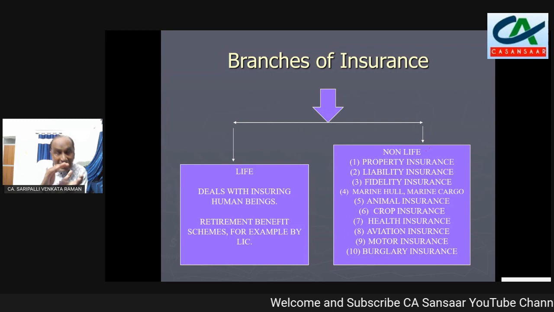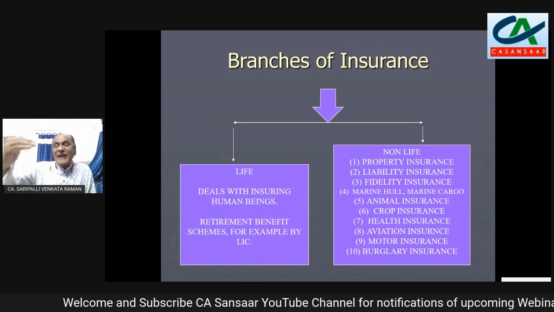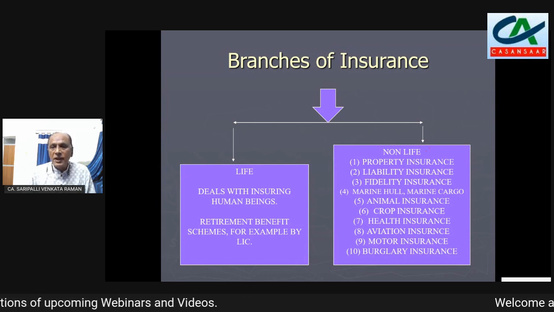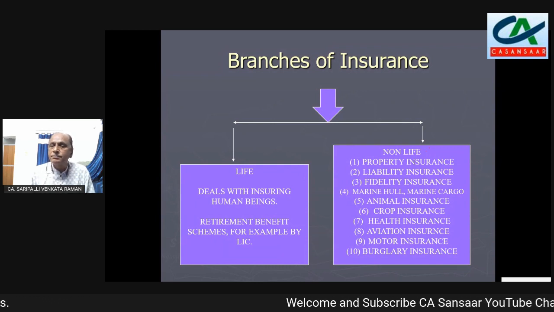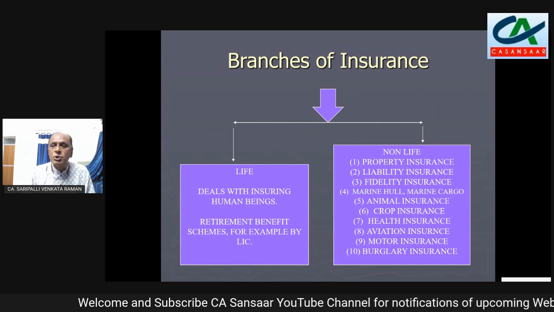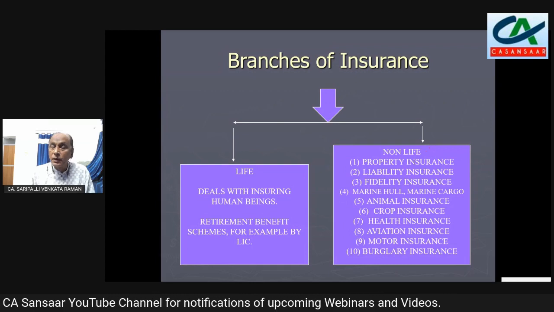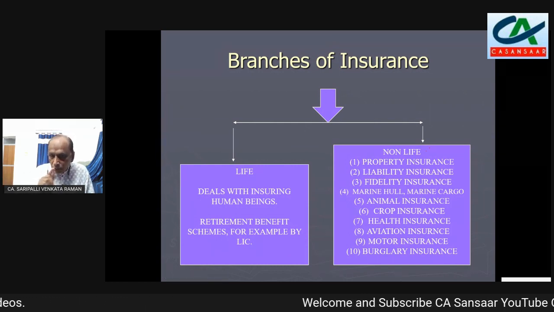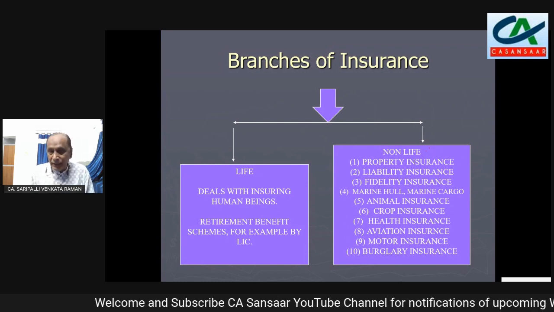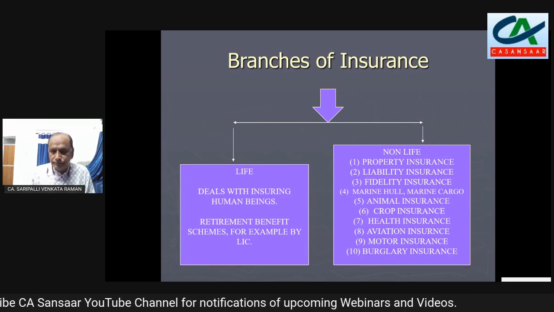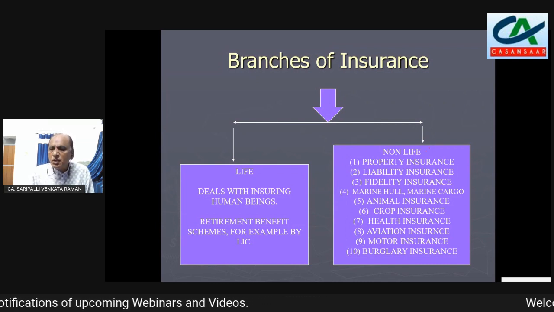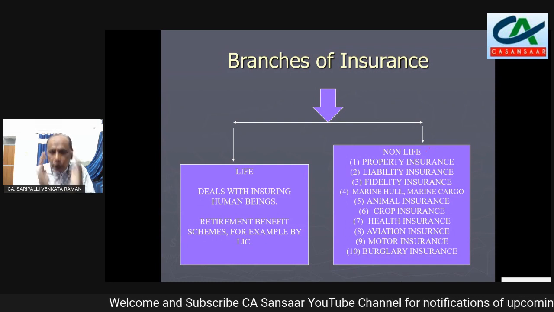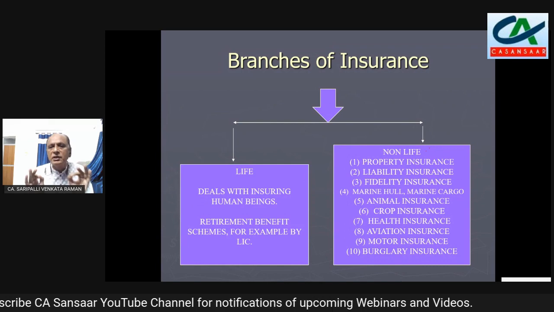The other sector of insurance is non-life. Non-life branches into various types of insurance. One is property insurance, liability insurance, fidelity insurance, marine hull, marine cargo, animal insurance, crop insurance. Remember that health insurance, that is, when I say health insurance, I'm talking about Mediclaim health policies, does not come under life insurance, but comes under the non-life category. Aviation insurance, motor insurance, burglary insurance are examples of non-life insurance. In this video lecture, I shall be concentrating only on non-life insurance.